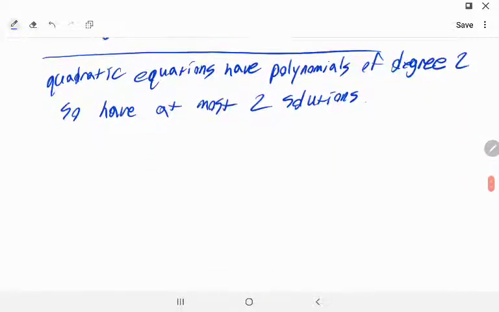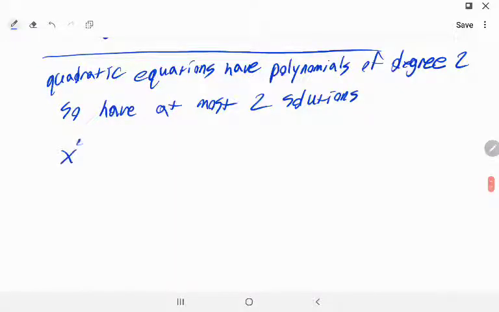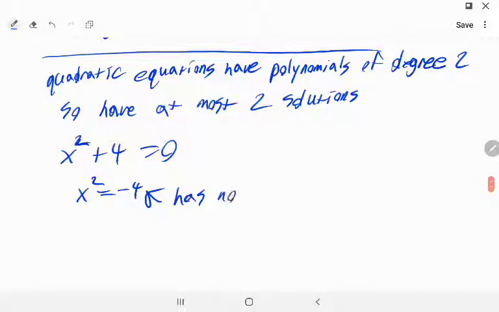They can have fewer. If we looked at x squared plus 4 equals 0, we notice that that has no factorization. Basically, we're saying x squared equals negative 4. There is no value of x that makes that true. This has no solutions.